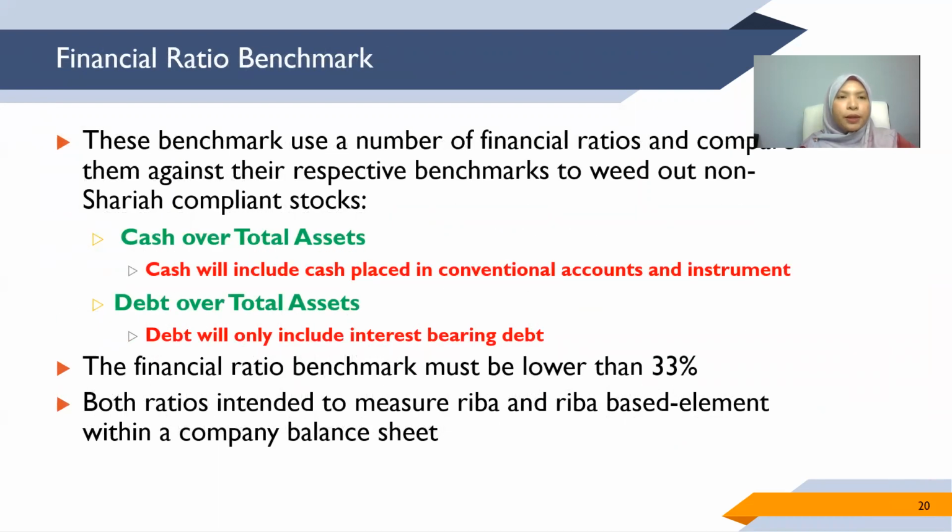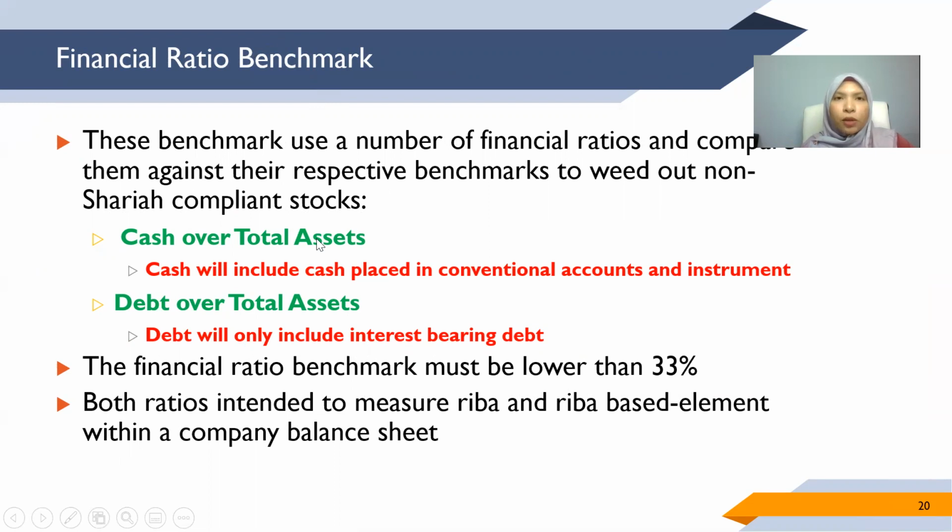Okay, and then we also have the business activity benchmark. Then in qualitative, you have to understand that we have two items that we have to calculate. The first one is business activity, and the second one is the financial ratio benchmark. So this one is the financial ratio. How do we calculate the financial ratio? It is cash over total asset.